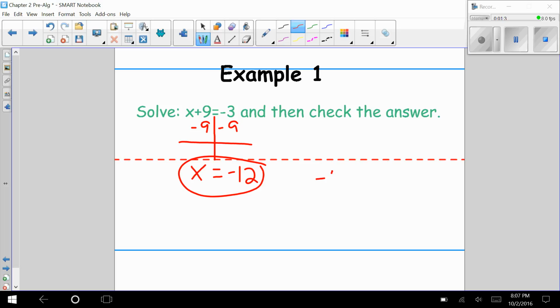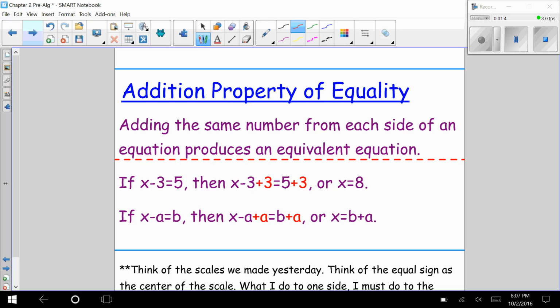To check that, I take negative 12 plus 9 and see if that's equal to negative 3. Well, negative 12 plus 9 is negative 3, and that is equal, so it checks out. The addition property of equality says that adding the same number to each side of an equation produces an equivalent equation. So if x minus 3 equals 5, then x minus 3 plus 3 equals 5 plus 3. I just add 3 to both sides, and I end up with x equals 8. In algebra terms, if x minus a equals b, then x minus a plus a equals b plus a, or x equals b plus a.